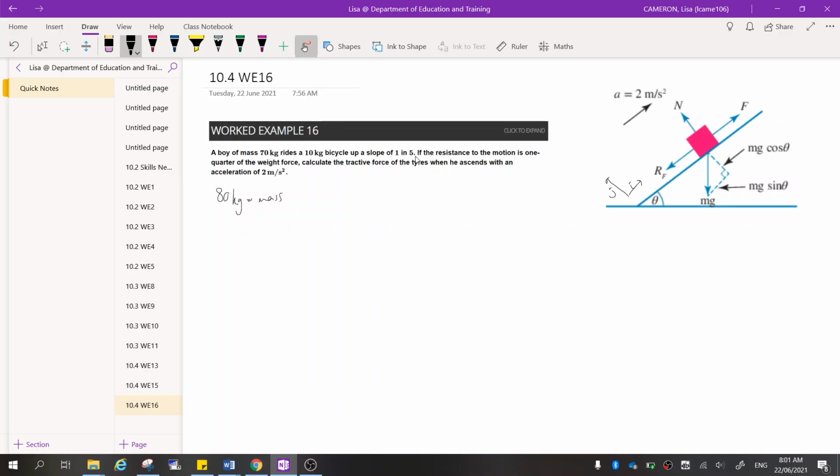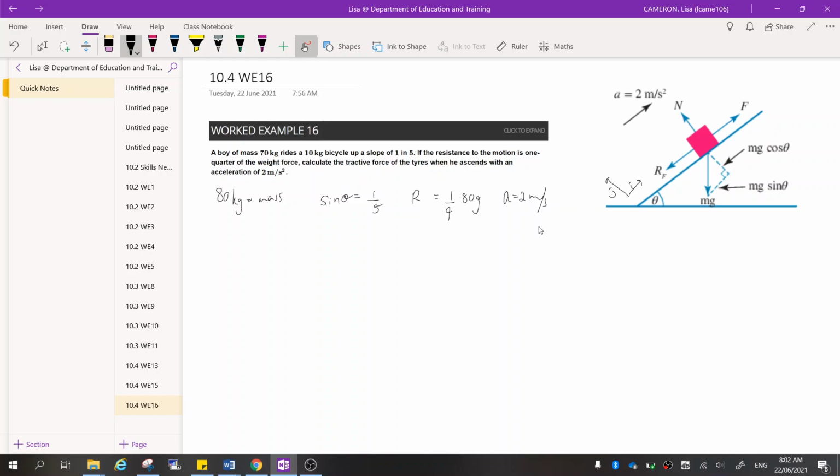Now, a slope of 1 in 5, if you look at the cheat sheet, it says that a slope of 1 in 5 really means that sine theta is equal to 1 over 5. If the resistance to the motion is 1/4 of the weight force, which is Wg, so in this case it'll be 80 multiplied by, or we'll just leave it as 80g at the moment. Calculate the tractive force in the tyres when he ascends with an acceleration of 2 meters per second.